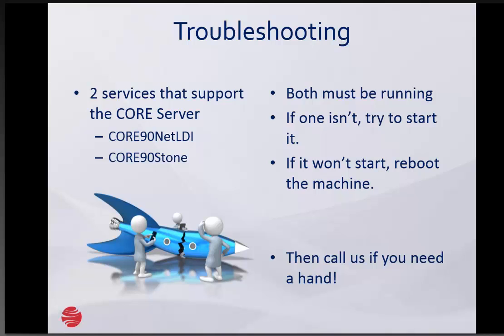There are two services that support the core server, Core 90 Net LDI and Core 90 Stone. Both of these services must be running in order for the core server to work. If you find either service is stopped, then try to start the service. If the service won't start, then reboot the machine and check the status again. And if that doesn't work, just give us a call and we'll take a look.